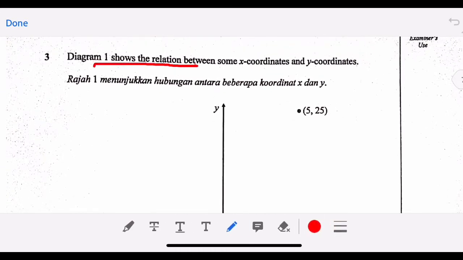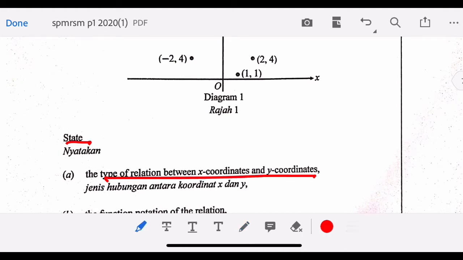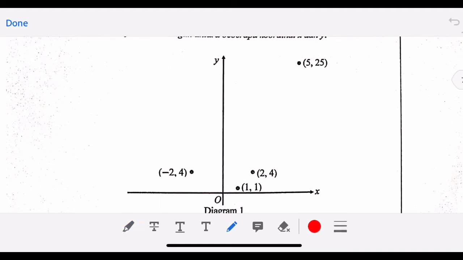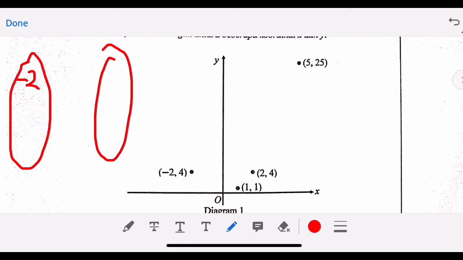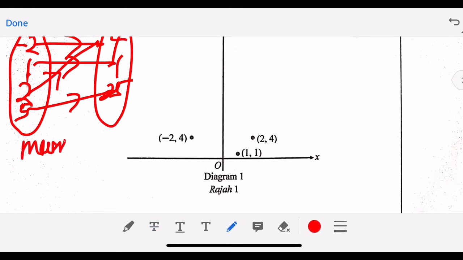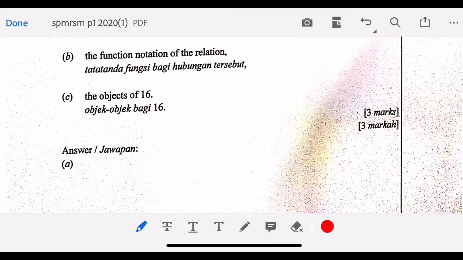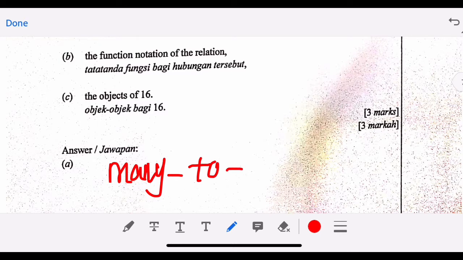Number 3 shows a relation between some x coordinates and y coordinates, and you're asked to state the type of relation between x and y. Basically, when we see the graph with points, we draw the arrow diagram. We have -2 maps to 4, 1 maps to 1, 2 maps to 4, and 5 goes to 25. Set A is the domain, set B is the codomain. It seems like it's a many to one relation. So the answer for A is many to one relation.